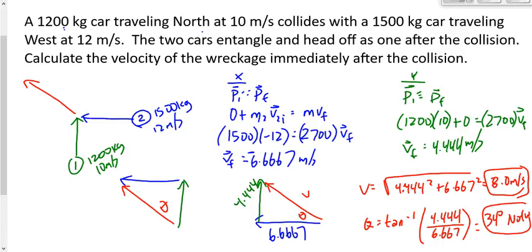Yeah, it is. Question was, wouldn't the speed have to be bigger than the other two sides? It is, right? We got 6.6 going one way, we got 4.4 going the other way. It's not going to be bigger than both of them combined.